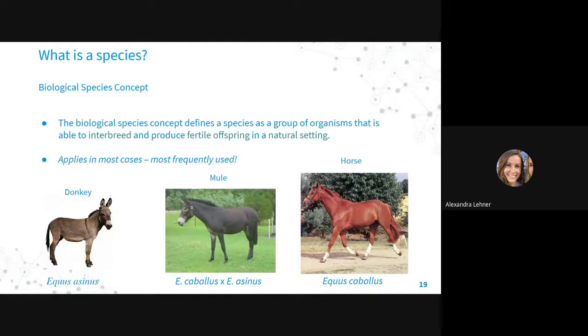Biological species concept. This is the second way we can look. The biological species concept defines a species as a group of organisms that is able to interbreed and produce fertile offspring in a natural setting. It applies in most cases, and it is the most frequently used. And we have some examples of the donkey, the mule, and the horse.